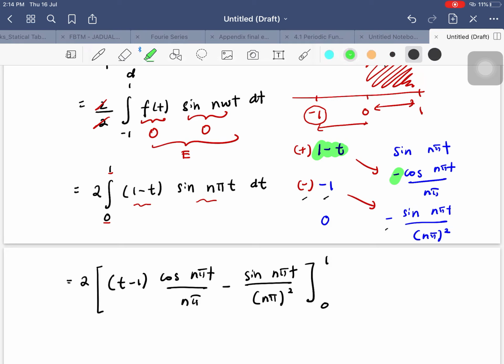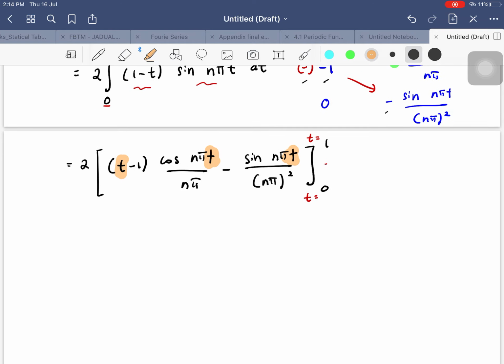Now I'm going to start substituting the lower and upper limit. I'm going to substitute t equal 1 minus when t is equal 0. And where are the t's that we're going to substitute? Right here. Let me highlight all the t's so it's very clear. First, let's substitute t equal 1. When I substitute t equal 1 here, I'm going to have 1 minus 1, so that is going to be 0. So the first term is going to be 0.